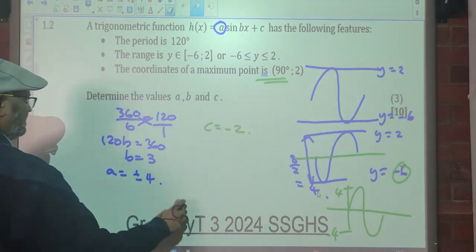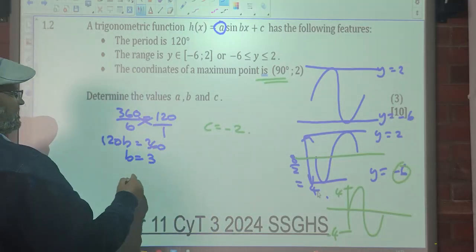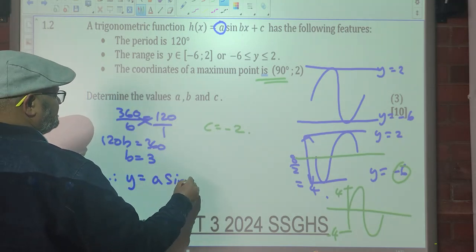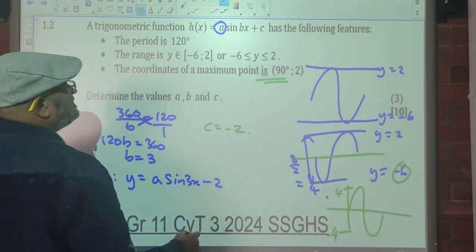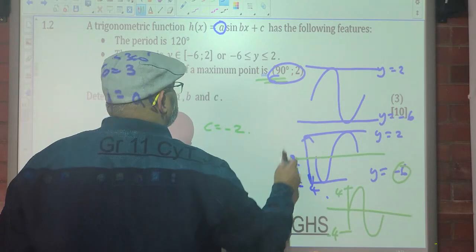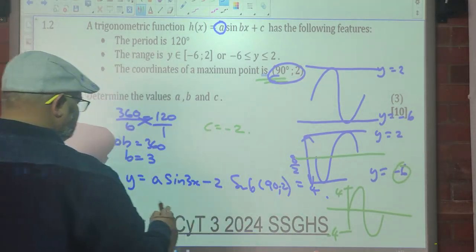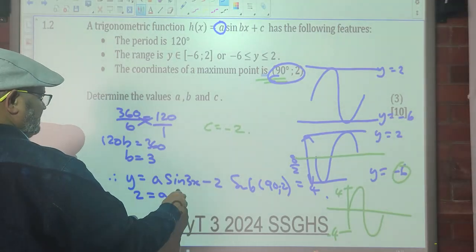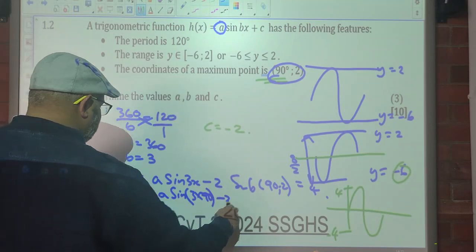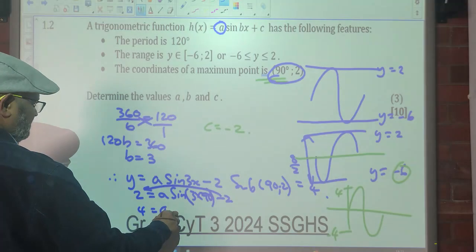And then with this in mind now, we say my equation is therefore y is equal to a sine 3x minus 2. Now it has a maximum point at 90 and 2. So you substitute 90 and 2. We got 2 is equal to a sine of 3 times 90 minus 2. So this is sine of 270, so you take it over. So 4 is equal to a sine 270.